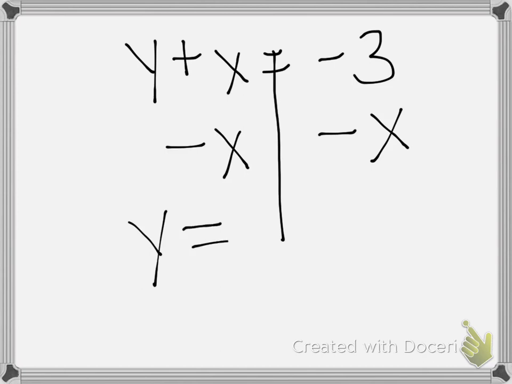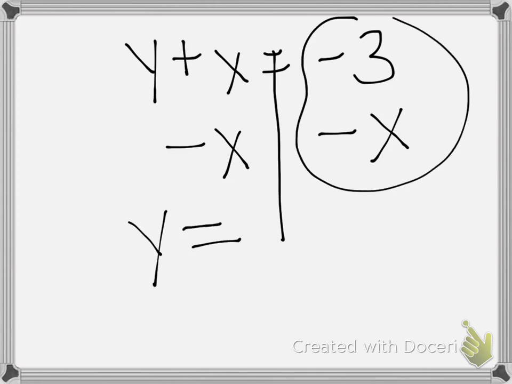So y equals. Now, this does not become 3x because these are not like terms. We just write them as they are: -x minus 3. So y equals -x minus 3. So my slope is -1 and my y-intercept is -3. So if I were to graph this, I would start at -3, go down 1 to the right 1.